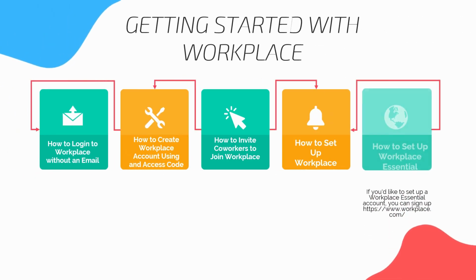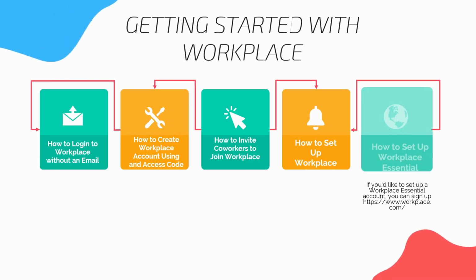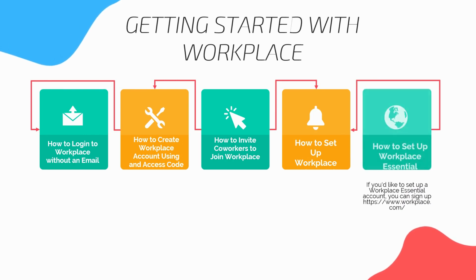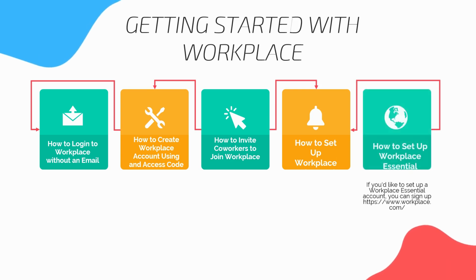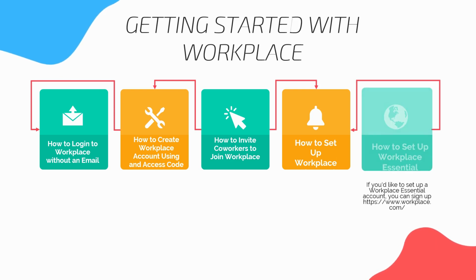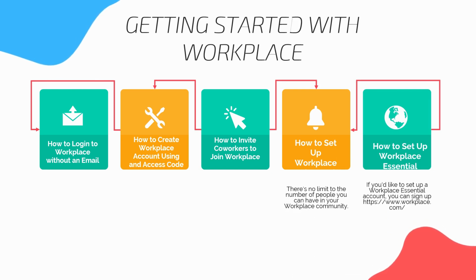Getting started with Workplace. How to set up Workplace Essential. If you'd like to set up a Workplace Essential account, you can sign up at https://www.workplace.com. Keep in mind that another Workplace community can't have already claimed the email domain you're using. You can sign up to Workplace Essential using a business email address or a personal email address. Only accounts created with a business email address can be upgraded to Workplace Advanced. You cannot change the email address on your Workplace Essential account from a personal email address to a business email address.